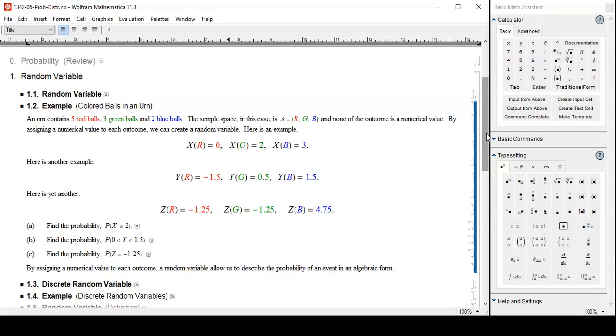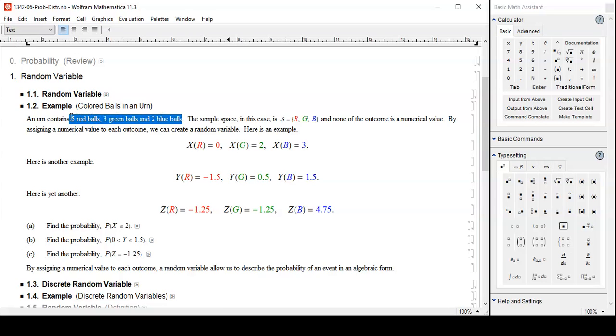Let's consider an urn model, as we did before. An urn contains 5 red balls, 3 green balls, and 2 blue balls. Now, with just colored balls, we cannot do a lot of mathematics. I mean, RGB, which gives rise to this sample space, RGB, but those are just characters, not numbers. So the kind of mathematics you can do is rather limited. Yes, of course, you can count. There are 5 red balls, 3 green balls, 2 blue balls out of total 10. So you can do some probability computation, but that's about it.